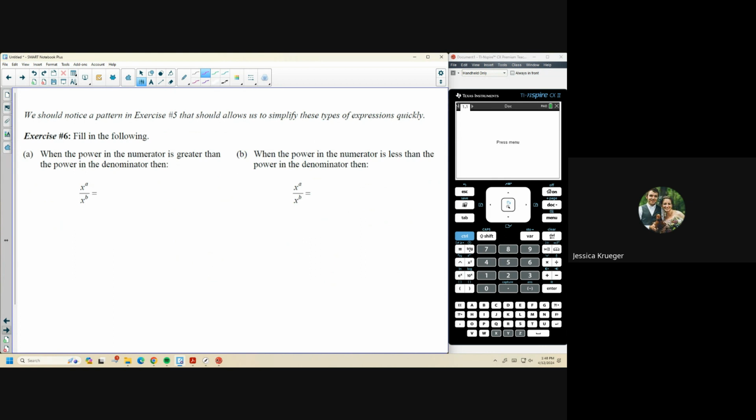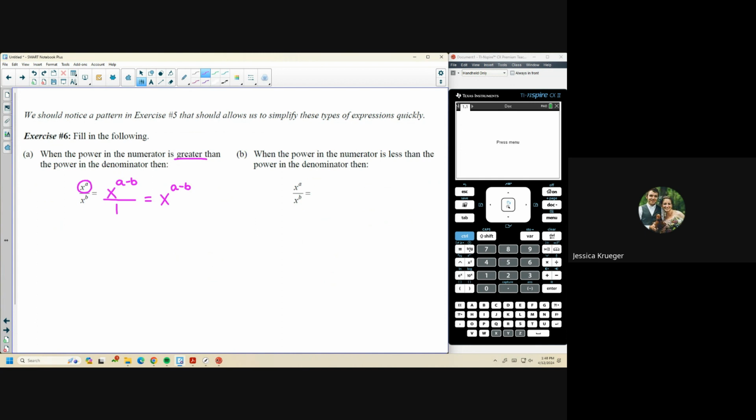So this leads us to a shortcut that can be helpful. When the power in the numerator is greater than the power in the denominator, so this is the bigger one, your answer is going to be x to the a minus b. So you're going to have more x's left in the top. You could also write that over 1. And how do you know how many are going to be left? You just subtract the exponents.